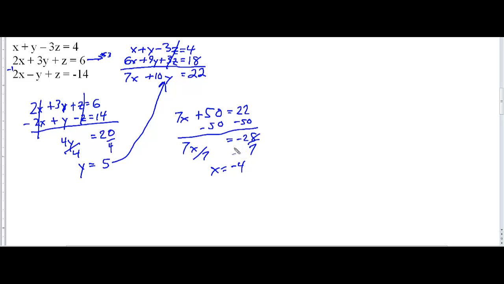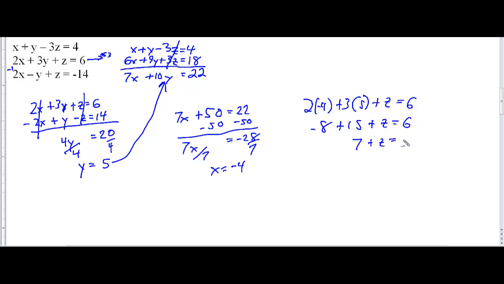Fantastic. Now I just have to find one more letter, which is going to be my z. So I just go to any of my equations, my top, middle, or bottom, plug in my x and my y, and I can figure out my z. I think I'm going to choose the middle one. The middle one's nice because it doesn't have any negatives in it. So I'm going to go 2 times -4, and then I'm going to go plus 3 times 5 plus z equals 6. So -8 plus 15 plus z equals 6. All right, -8 and 15 is going to be 7 plus z equals 6.